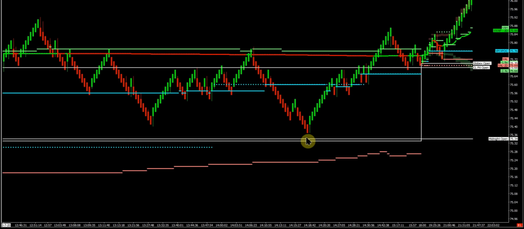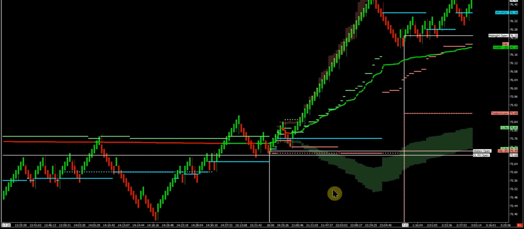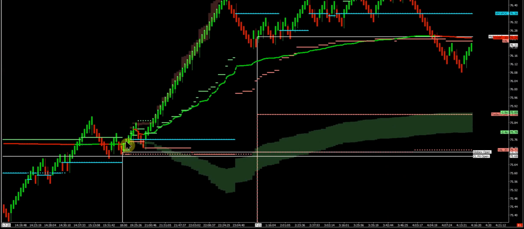The 21st. Let's look at the 21st. Okay. So, whoa, yeah, look at that. Look at that sucker. Man, see where the value area low was, see where the VPOC was. Man, you would have gone long there.